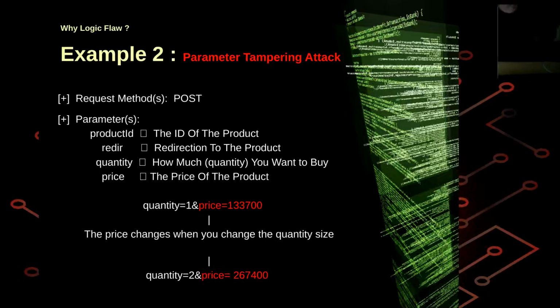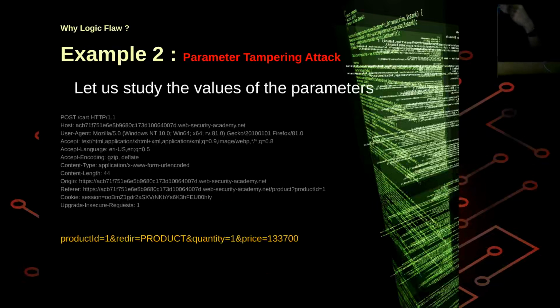So let us study the values of our parameters. As you can see, the productId has value 1, and the redirect means that when you buy the product, you will be redirected to the product again. This means that you already bought it. And then the quantity with its value and the price.